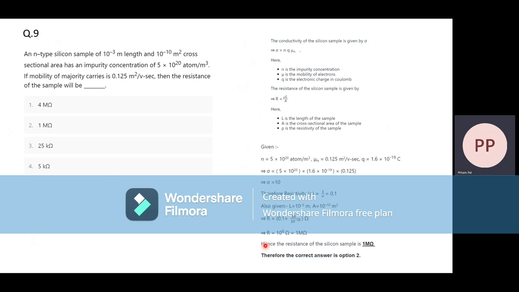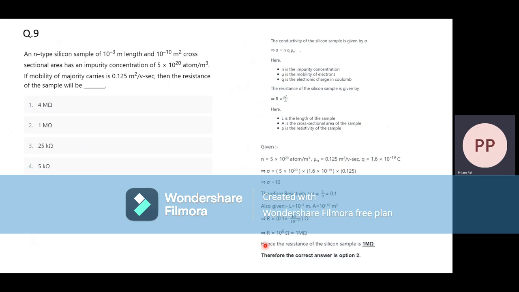The options are 4 mega ohm, 1 mega ohm, 25 kilo ohm, or 5 kilo ohm. So we just need to pick the right answer. For that, first you need to know the conductivity, how it is related to the mobility and the carrier concentration, right?